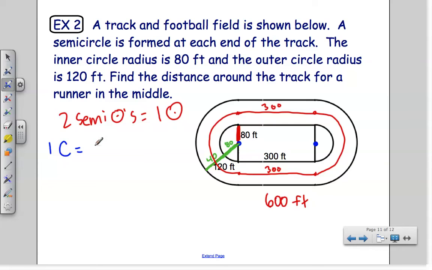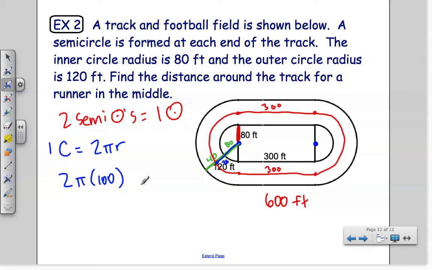What's the formula for circumference? 2 pi r or pi d? I'm thinking I'm going to use 2 pi r here. Question is, what's the radius of this circle? If I'm going to the middle of the track, that means I'm doing 80 plus half of that 40. So 80 plus 20. Wouldn't that be 100? Because it would only be 20 feet here. So my radius is 100 feet.